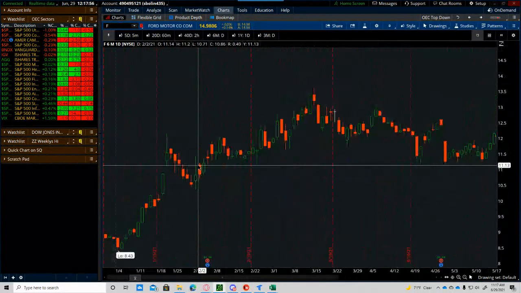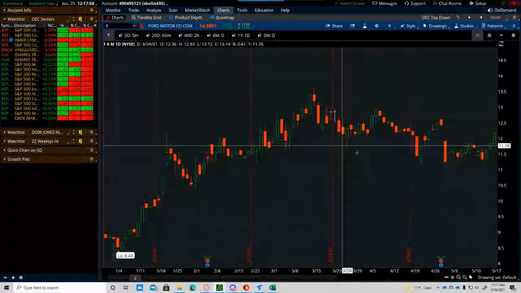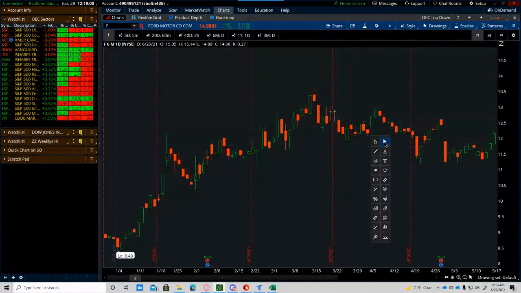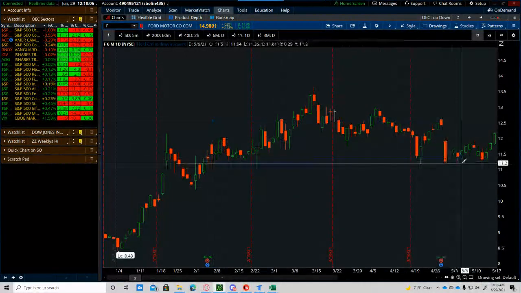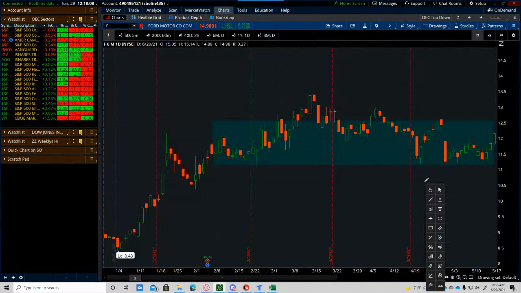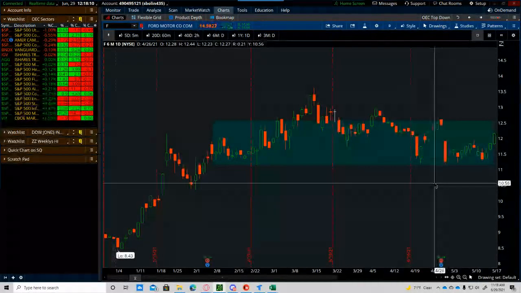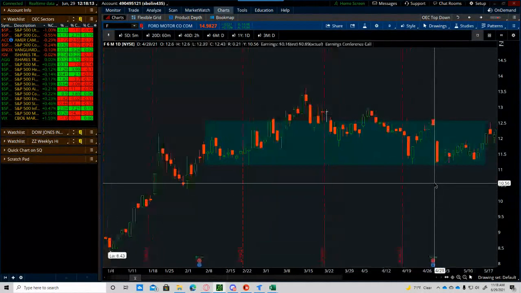What I'm not interested in doing is getting in somewhere in the middle of nowhere, right? Somewhere I'm not at the top of a range. I'm not at the bottom of the range. I'm kind of somewhere in the middle of the range. It's not breaking out and it's not at support. I really don't want to trade that.